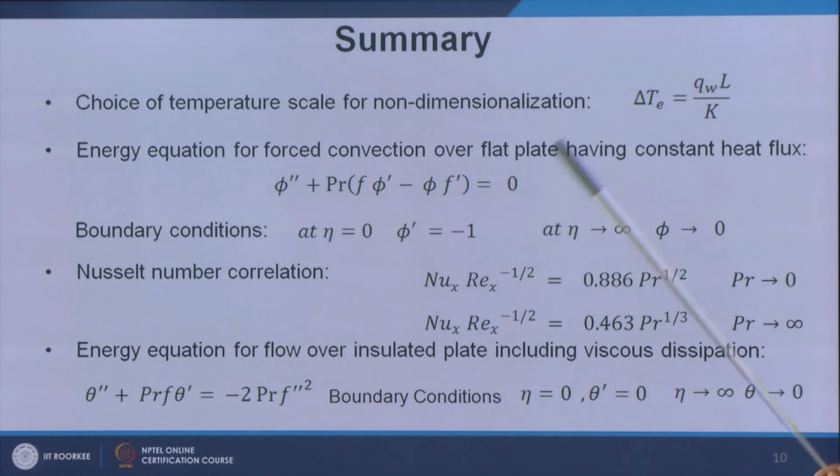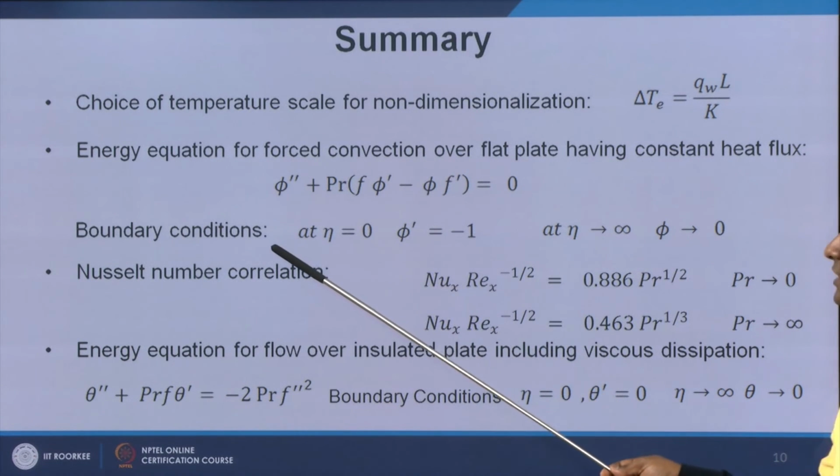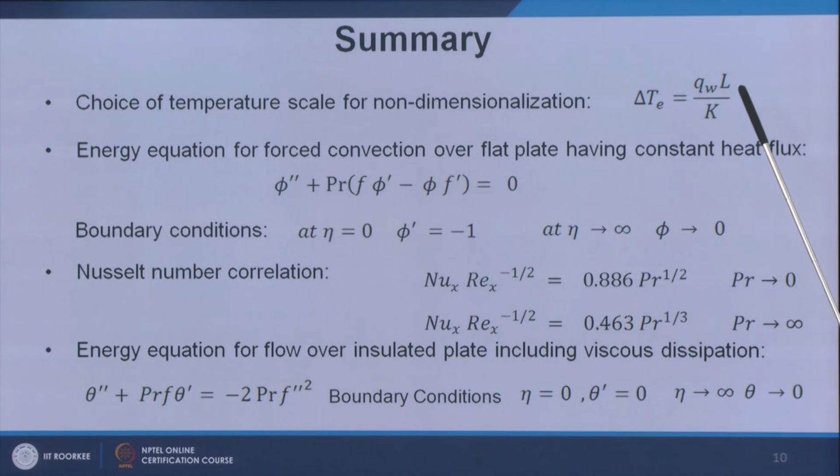Using this temperature scale we have shown that forced convection over a flat plate having constant heat flux can be reduced in this form in terms of phi. So phi double dash plus Prandtl number of phi dash minus phi f dash is equal to 0. We have also derived the corresponding boundary conditions. Rather, I can say that this boundary condition has been simplified from this temperature scale non-dimensionalization. So at eta equals 0, phi dash is equal to minus 1, and at eta tends to infinity, phi tends to 0. So this is the far upstream, far away from the plate value, so this becomes 0.